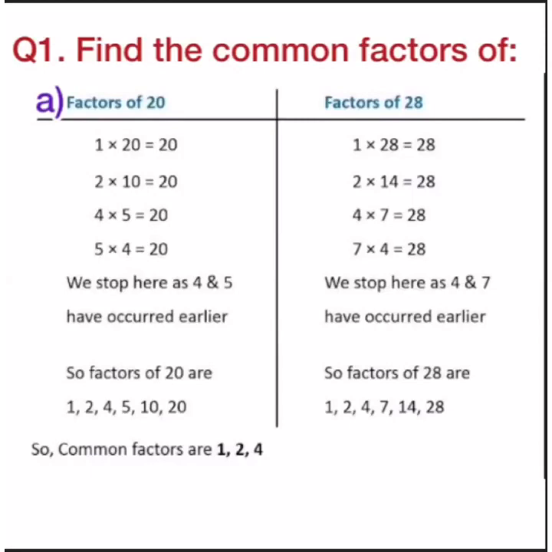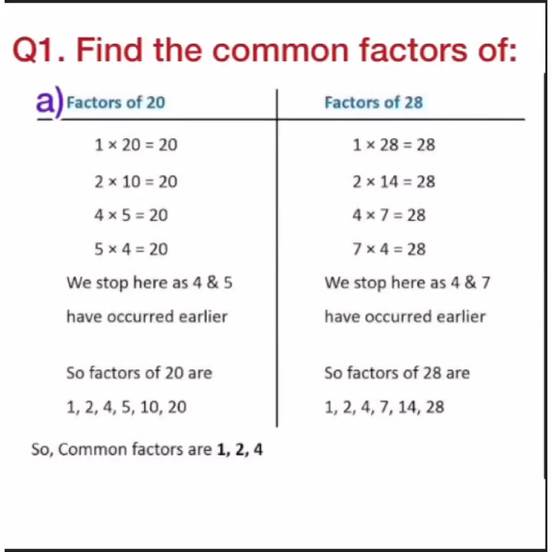Here you can see that when we are finding the factors of 20 and 28, the factors of 20 are 1, 2, 4, 5, 10 and 20. And the factors of 28 are 1, 2, 4, 7, 14 and 28. So here we have to find out the common factors, that means the same factors of 20 and 28. So the common factors of 20 and 28 are 1, 2 and 4.